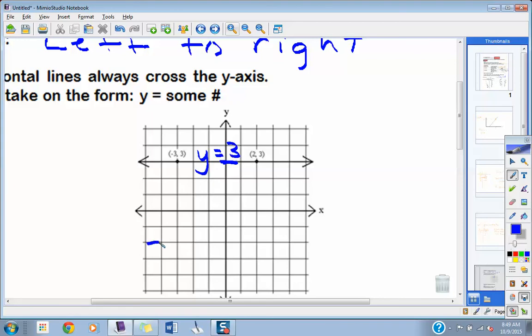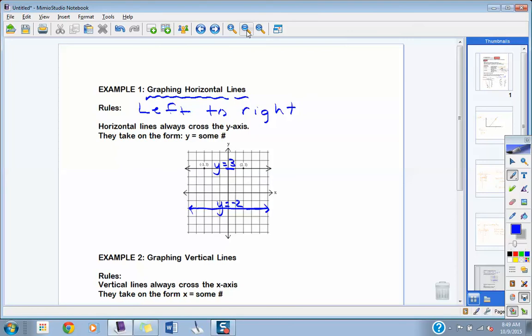I'm going to put one down here. I'm going to try and trick you. Horizontal. Y equals -2. There it is. Okay. Pretty easy, isn't it? Pretty easy.